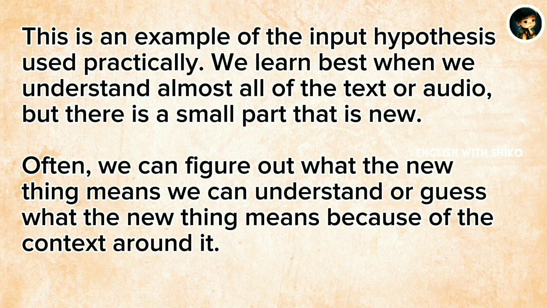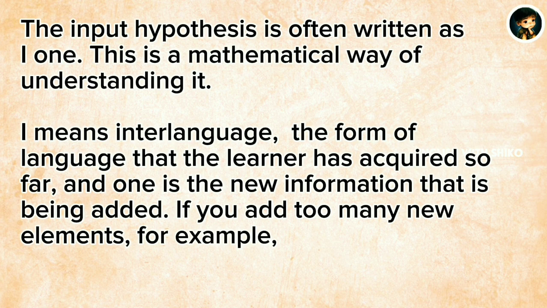Used practically, we learn best when we understand almost all of the text or audio, but there is a small part that is new. Often, we can figure out what the new thing means. We can understand or guess what the new thing means because of the context around it. The input hypothesis is often written as i+1. This is a mathematical way of understanding it. i means interlanguage, the form of language that the learner has acquired so far, and 1 is the new information that is being added.